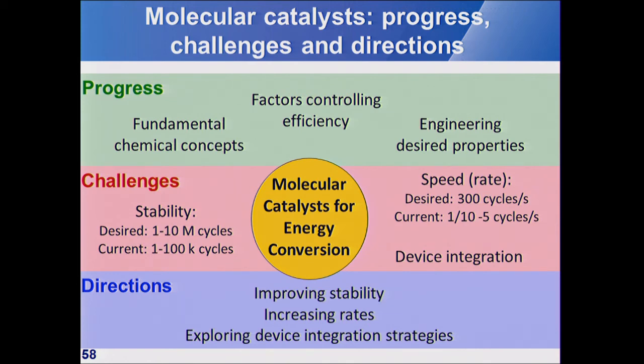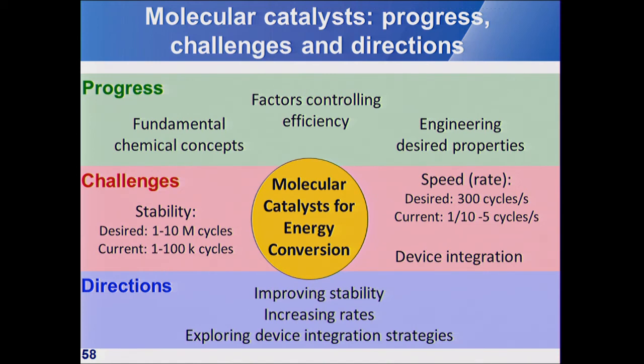However, we face lots of challenges before we start implementing these catalysts on the industrial scale, for example. One of them is stability. So current best catalysts can do between 1,000 and 10,000 cycles. And after that, they die, they decompose. So that's not good enough for industrial applications, where that stability should be on the order of between 1 and 10 million cycles.